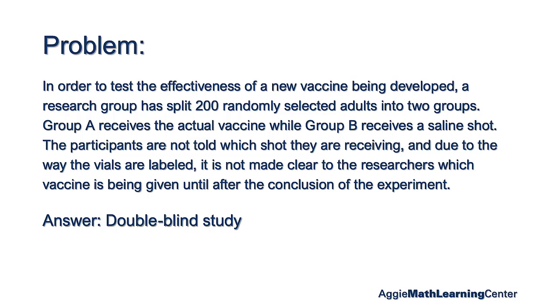We can tell this is the case since the problem announces that the participants do not know which shot they are receiving. Additionally, the type of labeling on the vials means that the researchers also do not know which shot is being administered until it is time to analyze the results following the experiment's conclusion. Remember, double blinding means that neither party knows who is assigned to which group. Once again, this is done with the intention of reducing any potential bias in order to increase the credibility of the results of the experiment.